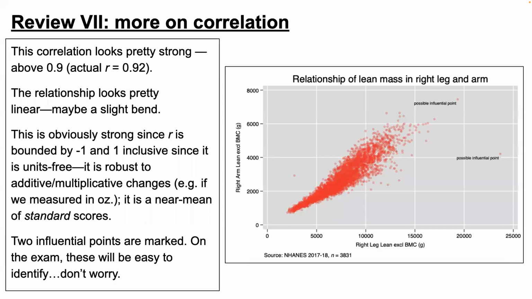If you see this on the exam, it will be extremely easy to figure out. You won't have to hunt and peck and see. We might just say something like 2 subjects are marked, 1 and 2. Which one should be examined more closely? And it would be something like a person from right here and a person from right here. It won't be hard.